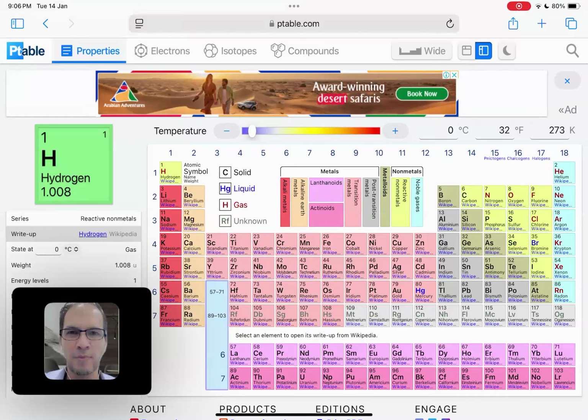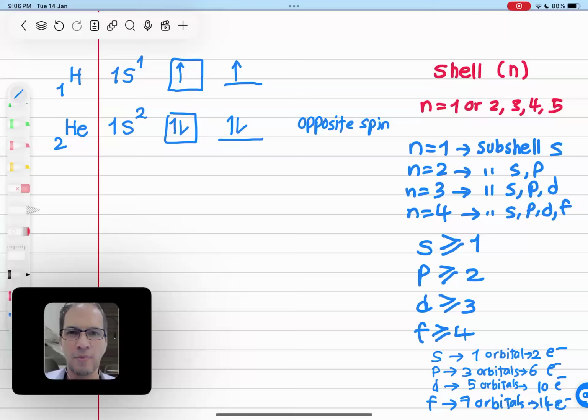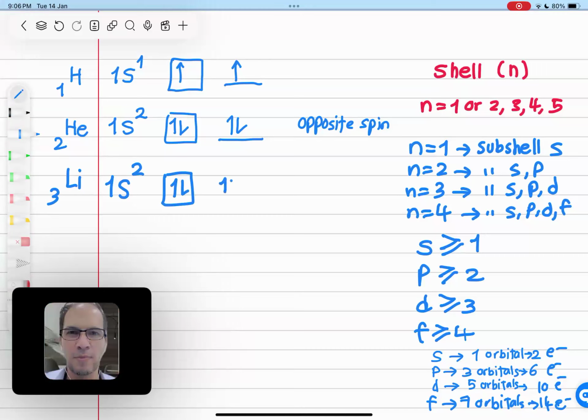Let's talk about the next element, which is lithium. How many electrons does lithium have? Lithium has 3 electrons. So with 3 electrons, how am I going to distribute them? I will say 1s2. I cannot put more than 2 electrons there, so I will say it is 1s2, like that. Or I can draw it like this.